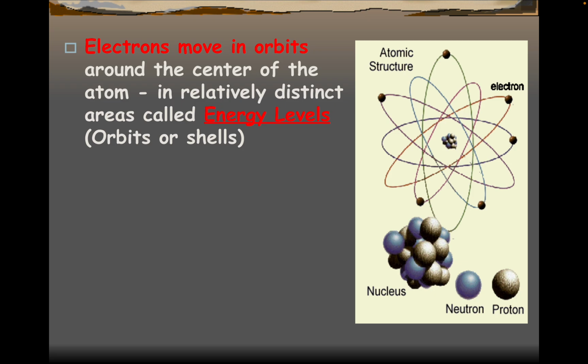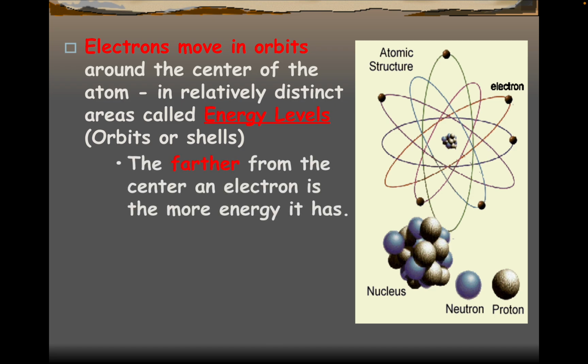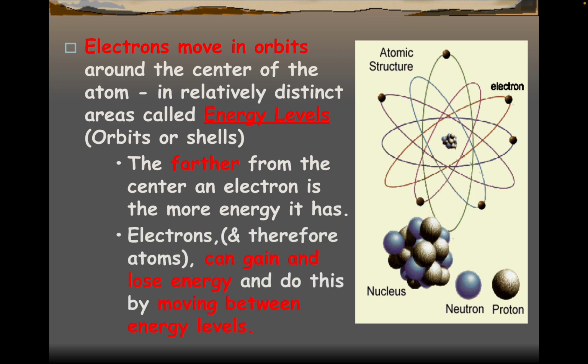If you've taken chemistry, you've already learned how to calculate where electrons stay. I'll be teaching you a much simplified version of that, the biology version of understanding where electrons are in their orbitals or shells, because it's really important to understanding how bonding occurs. The further from the center, the more energy an electron has. Electrons, and therefore atoms, can gain and lose energy, and they do this by moving between energy levels. And eventually what you'll learn is that when electrons move, so does energy.